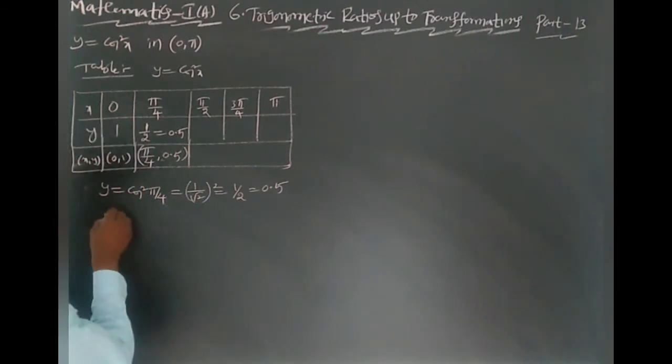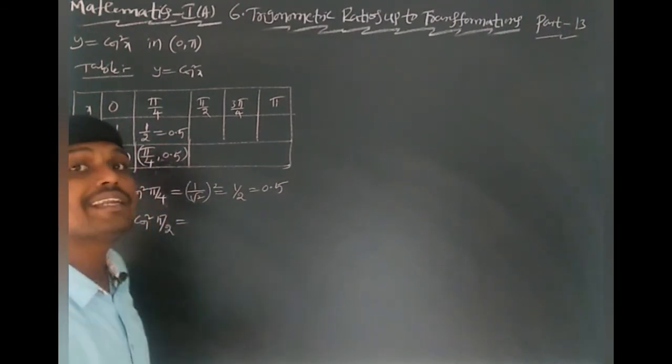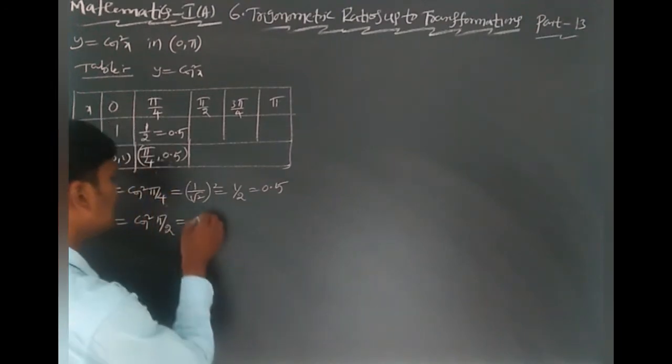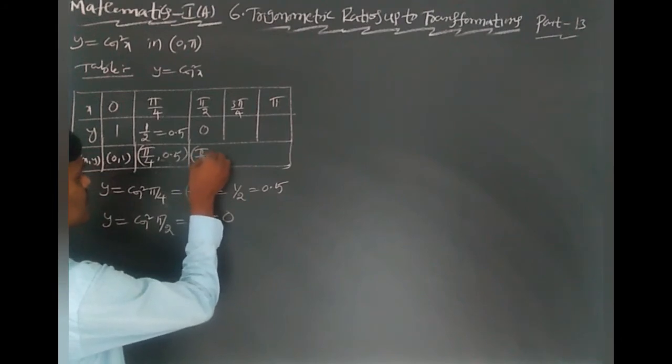After that, pi by 2. Cos square pi by 2. Cos pi by 2 is nothing but cos 90 degrees, which is 0. 0 square is also 0. Pi by 2 comma 0.